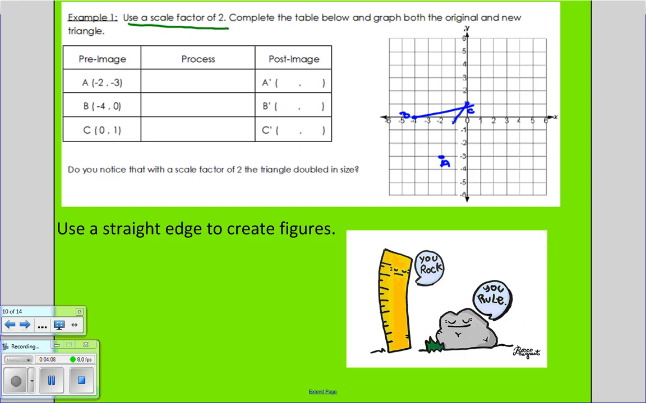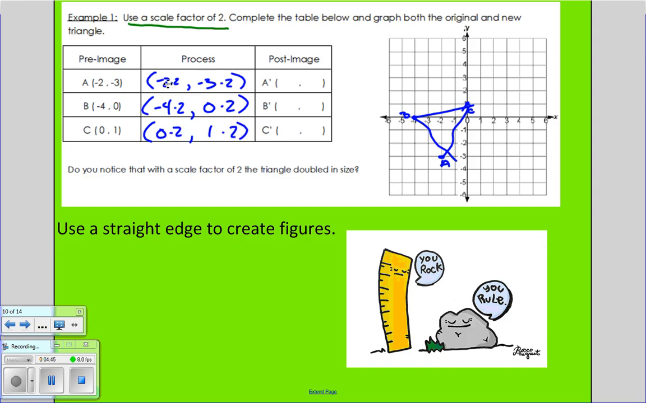And obviously I don't have a straight edge, and I don't even have any lines on my tablet, so I have to try to figure that out. Okay, all right, so there's my wacky triangle to start with. Now, to create a scale factor of 2, I have to multiply everything in my pre-image times 2. So this is going to be -2 times 2 and -3 times 2. -4 times 2 and 0 times 2. 0 times 2 and 1 times 2.